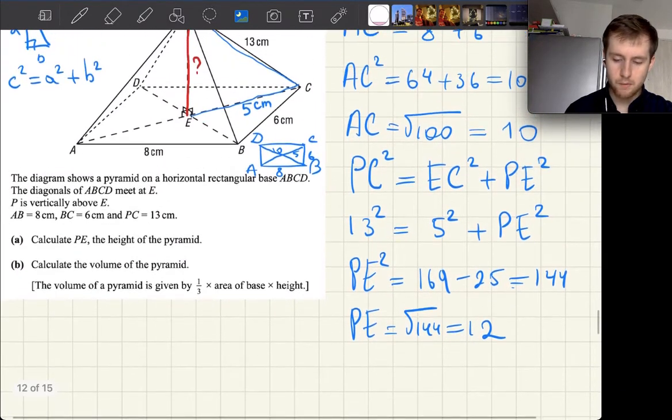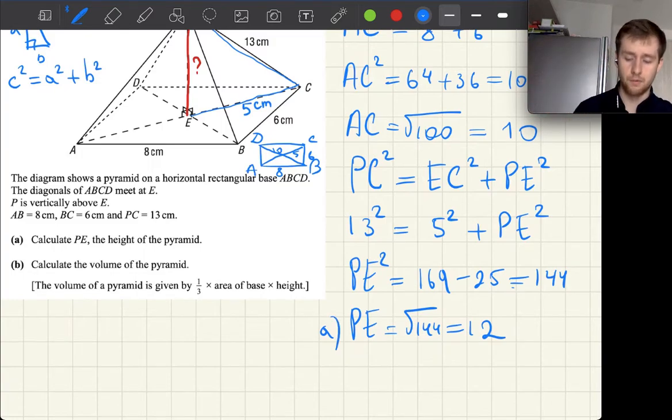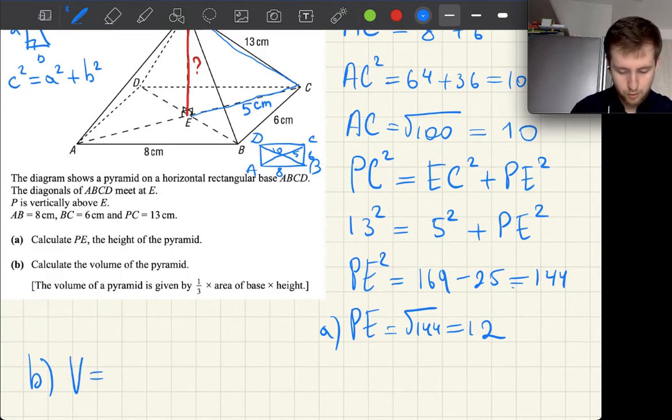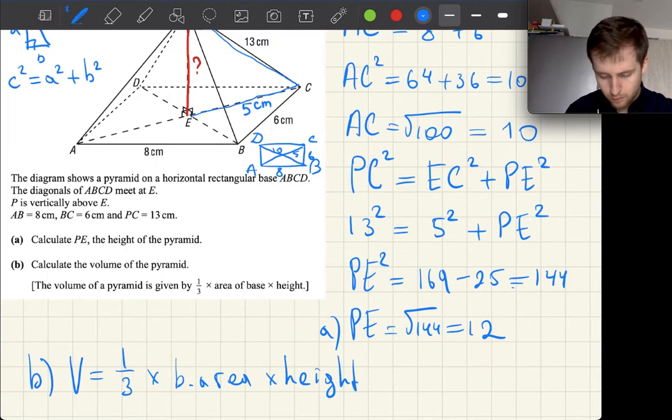Okay, so PE equals 12, and that answers part A of this question. Now let's do part B. Calculate the volume of the pyramid. So volume is given by the formula: volume equals 1/3 times base area times height. All of these are easy to find.